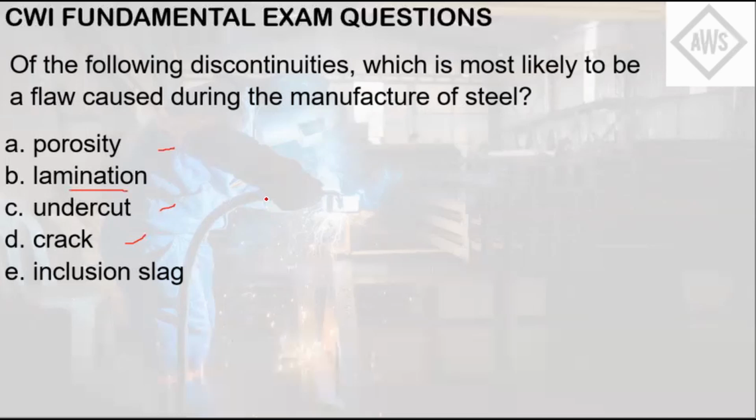lamination normally happens when the steel is flattened during the rolling process. So during the rolling process, it can be considered as during the manufacturing process of steel. So the answer here is letter B, lamination.